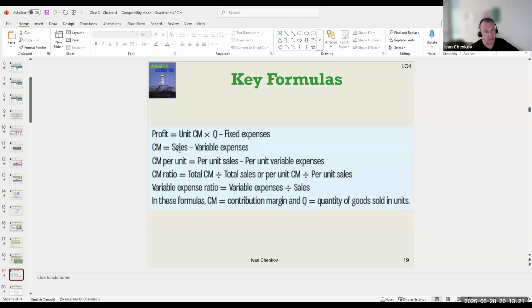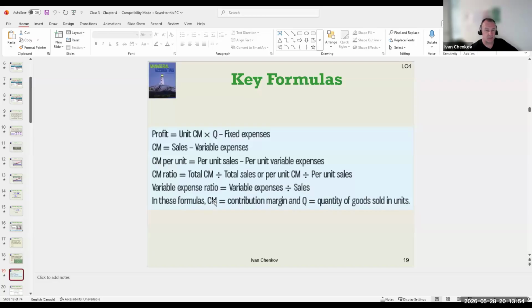Contribution margin is always going to be sales minus the variable cost, where the contribution margin per unit is going to be sales per unit minus the variable cost per unit. Contribution margin ratio, you can get it either as total contribution margin divided by total sales, or contribution margin per unit divided by sales price per unit. Variable expense ratio will be the variable cost divided by sales.